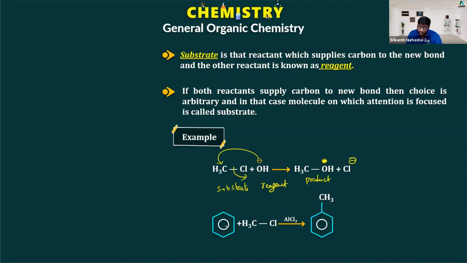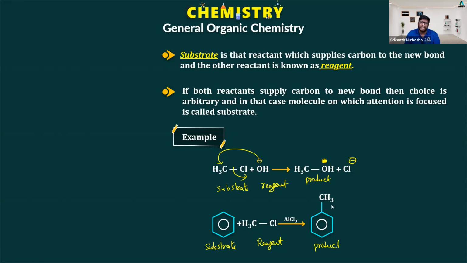Look at this species. Benzene plus CH3Cl in the presence of AlCl3 forms toluene. If you look at this, benzene is also providing carbon, and CH3Cl is also providing a carbon to the new bond, a carbon-carbon bond. So which is the substrate? This comes under the category of electrophilic substitution reactions of benzene, so I will take my substrate as benzene only and CH3Cl as the reagent. And the product is nothing but your toluene.